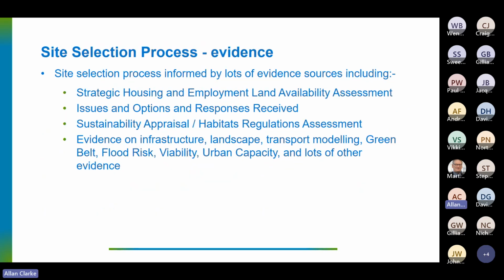And this site selection process has also been informed by lots of evidence, including our strategic housing employment land availability assessment and call for sites information, our sustainability appraisal and habitats regulation assessment, which are technical documents which help inform the plan, but also a great deal of evidence on infrastructure, landscape, transport, green belt, flood risk, and lots of other things as well. And the whole suite of evidence-based documents that I've said previously will be published alongside the plan for residents and communities to comment upon.